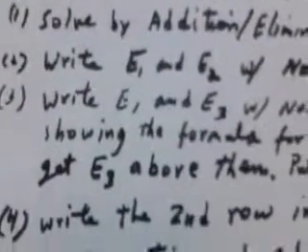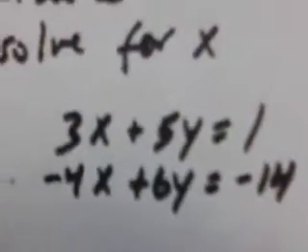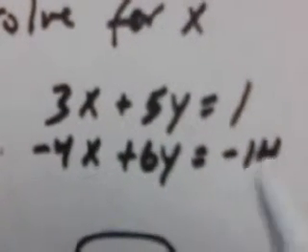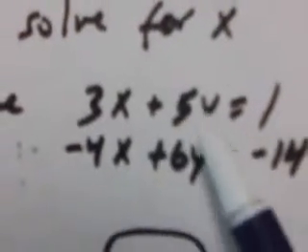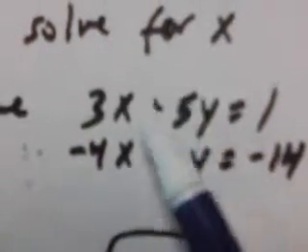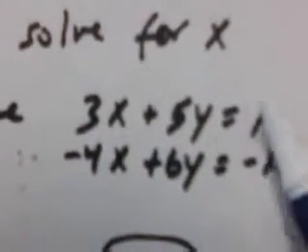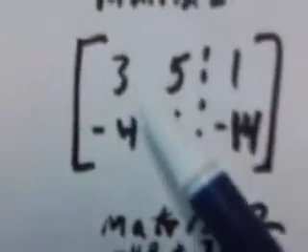All right, so you write equation 1 and equation 2 with numbers only. The system is the same system that we just finished solving. 3x plus 5y equals 1. Negative 4x plus 6y equals negative 14. But now we just write the numbers, and that's our first matrix. We only need 2 matrices in order to solve the system using matrices. The first matrix just consists of the numbers, no variables. You just put the 3, the 5, and the 1, and then the negative 4, the 6, and the negative 14. And that's what I've done here. Just the numbers.